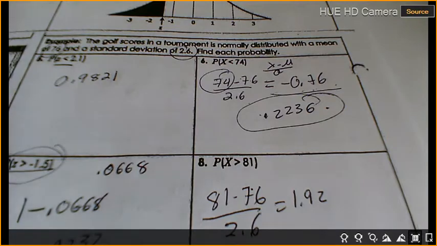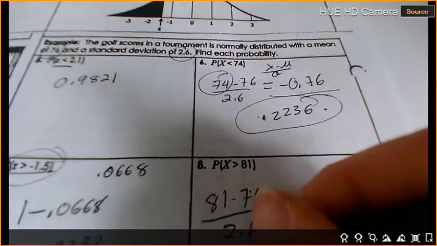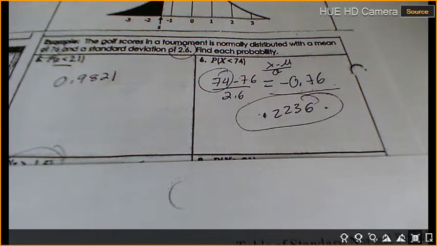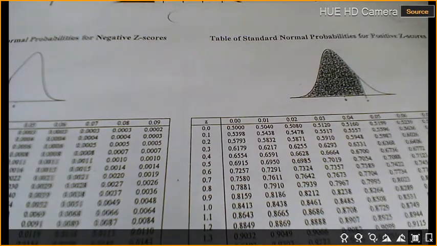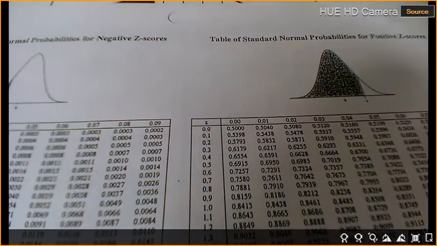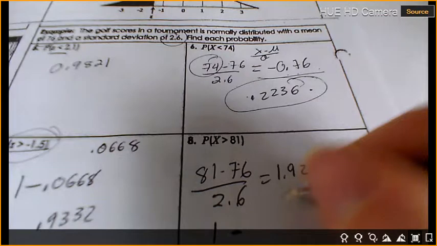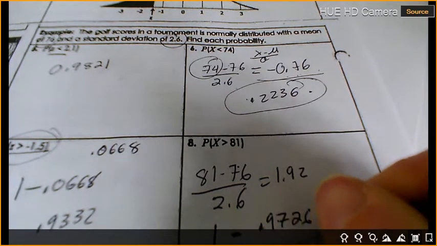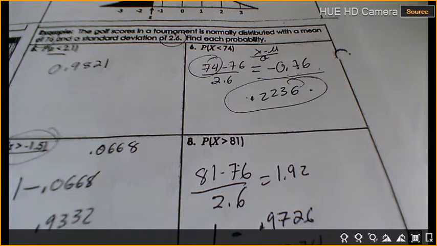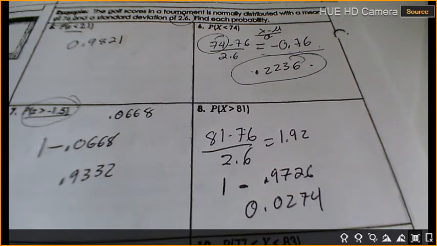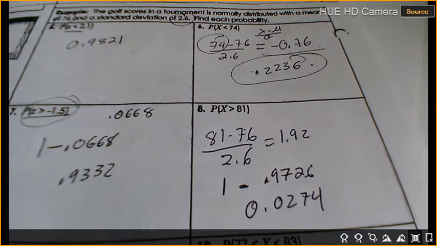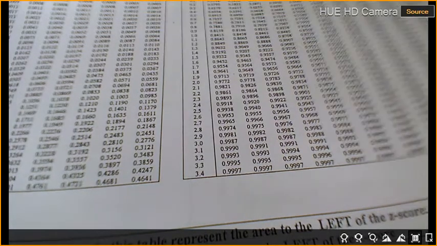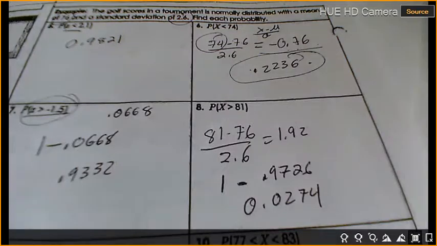Then I'm going to go to the z-score. Now this says x is greater than, so I'm going to have to do 1 minus whatever I find. So now I go 1.92, which is 0.9726. 1 minus that gives me 0.0274. If it's greater, you minus it from 1. And it does say it right here at the bottom of your z-scores. To the area of the right of the z-score, 1 minus the area.